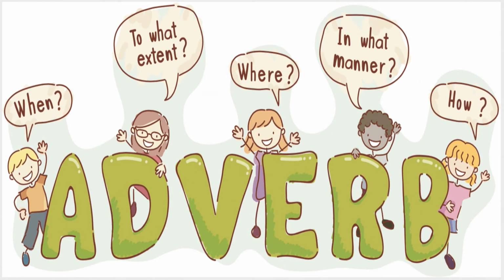As we have mentioned before, the adverb is a word that describes or modifies or gives more information about another verb, adverb, or adjective. Usually adverbs give us the answers to some questions, for example, when, to what extent, where, in what manner, and how.